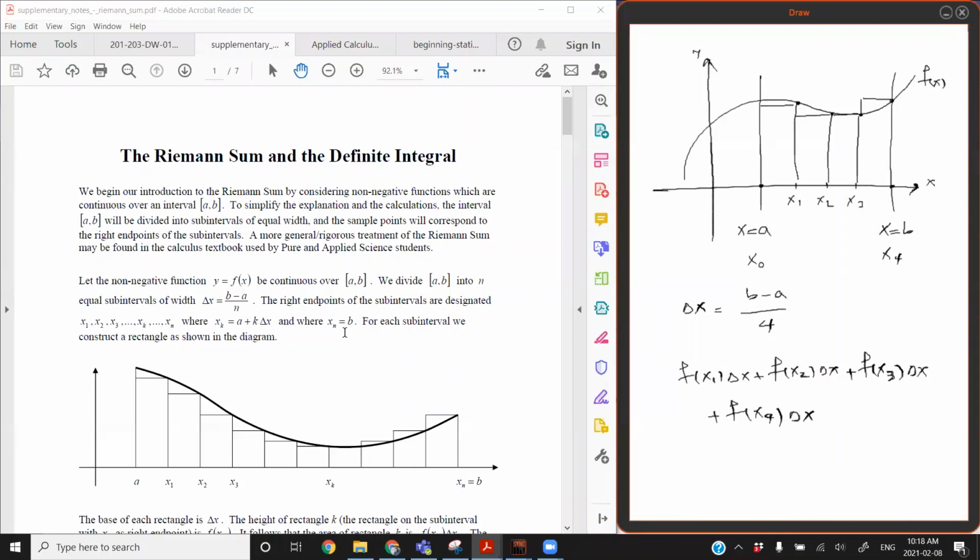This sum is called a Riemann sum. It's called a right endpoint Riemann sum because for the height of the rectangle, I'm using the right endpoint of each one of these segments. So in this segment, I'm using the right endpoint. I calculate f of x1 for the height of the rectangle. For the next segment, the same, I'm using the right endpoint. And then for this segment, I'm also using the right endpoint of the segment. So this is called a right endpoint Riemann sum.